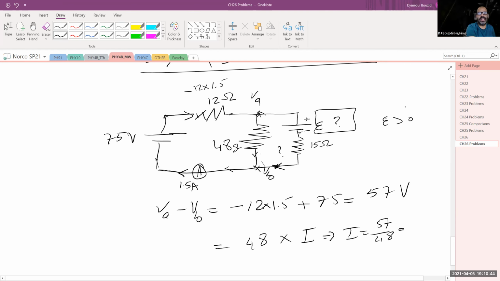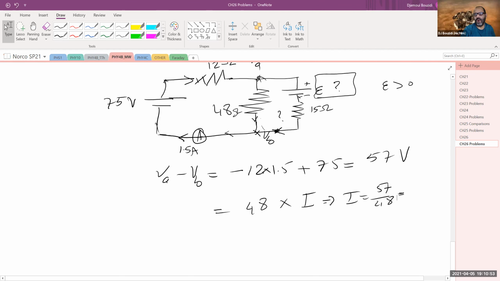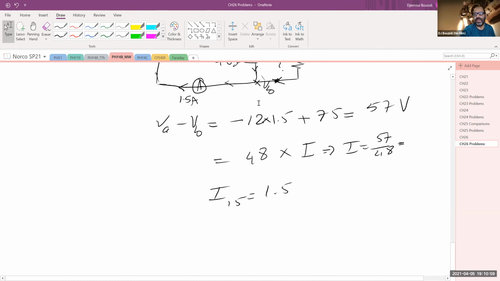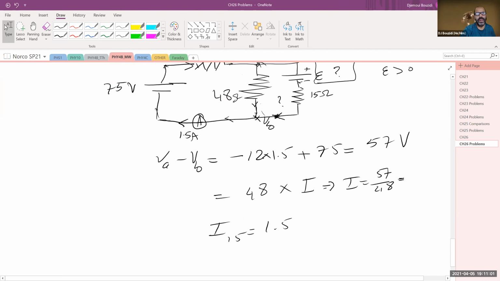So there must be a current that is coming from this side to compensate for it. And that current is exactly equal to, so the current through the 15 ohms now, I15, would be 1.5 amp because we know that there is a conservation of charge in here. So there is 1.5 coming out, which is the sum of these two.